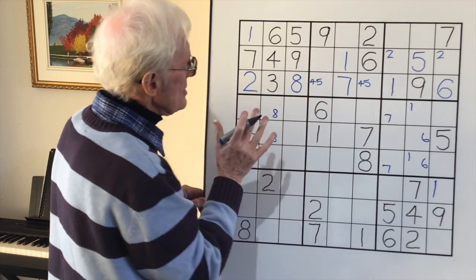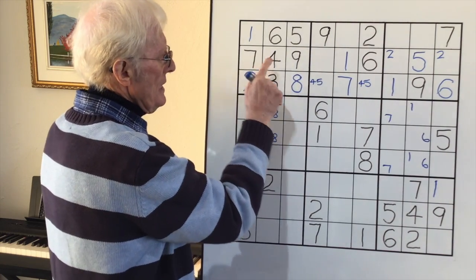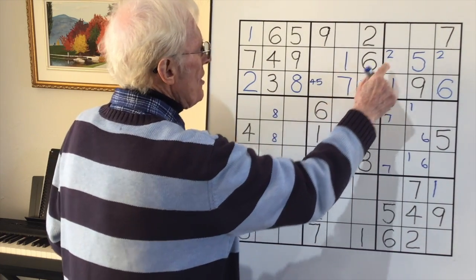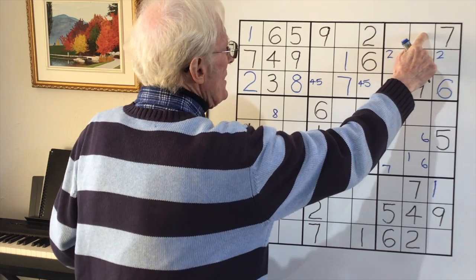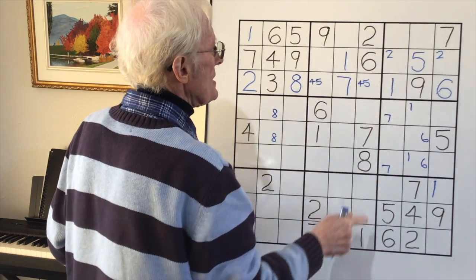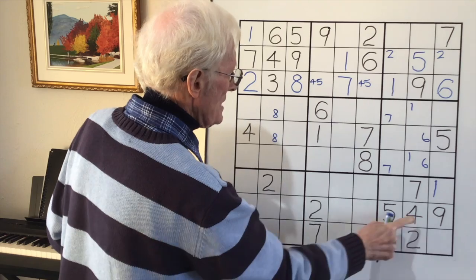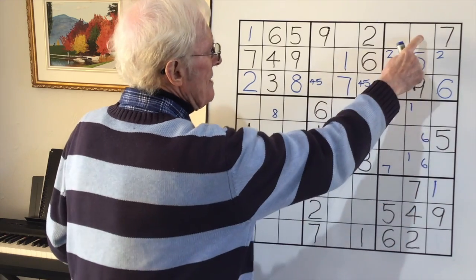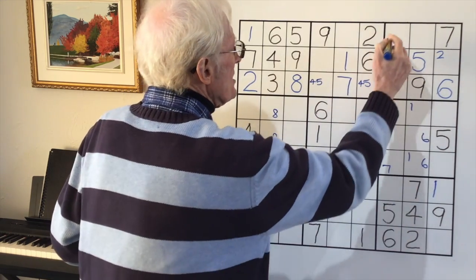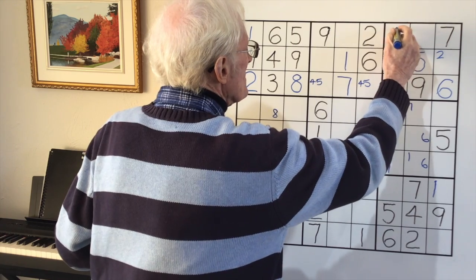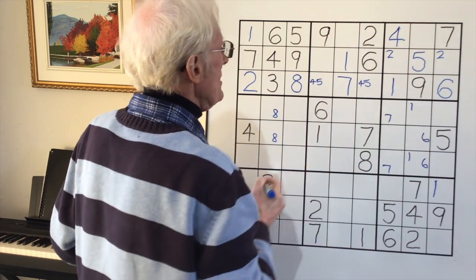Now what does that do? Here we have a middle, here we have a bottom. The top of the 4 must be over there or there. Let's have a look down if there's any 4s. Yes, there's a 4 down there. Can't be there in that column, so this becomes a big 4. Well, that was a great discovery.